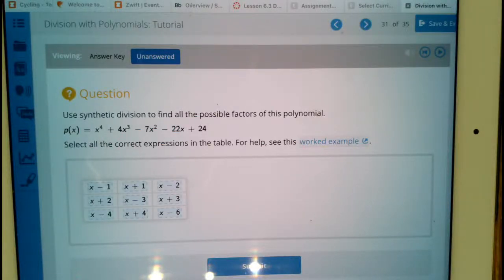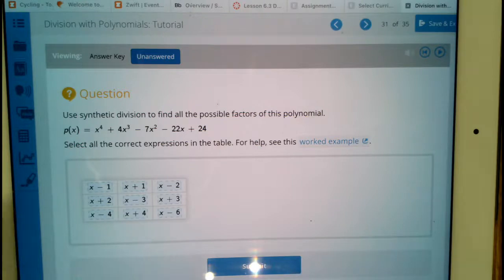This is page 31. And it says, use synthetic division to find all the possible factors of this polynomial. Select all the correct expressions in the table. So, again, what I'm hoping for is that I am able to find 1 and then possibly be able to factor. And I'm just going to start in order. I usually start with the 1 and then -1 and so forth.